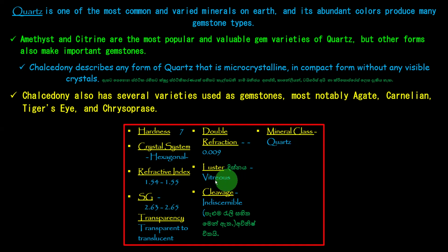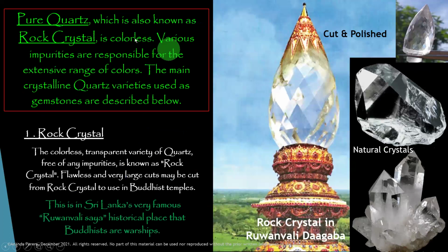Luster is vitreous, glass-like. Cleavage is indistinct. It is very famous, and we can identify quartz by its cleavage.